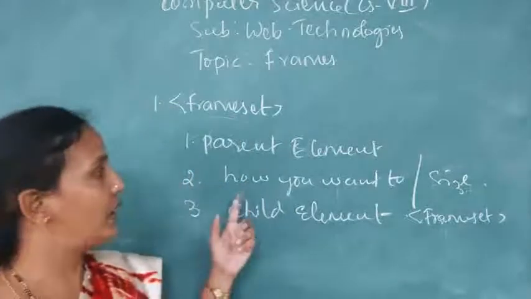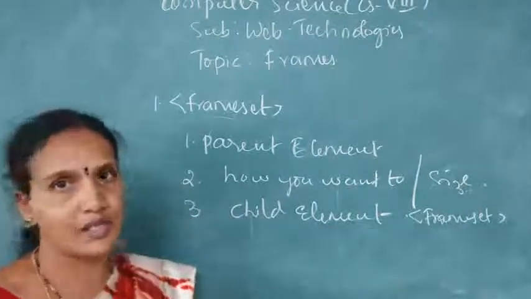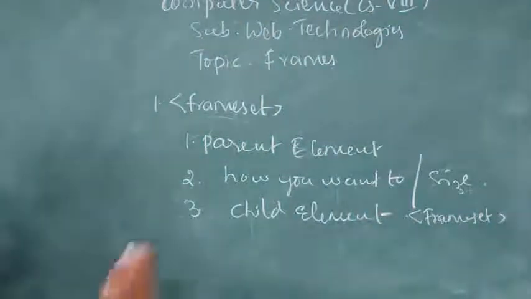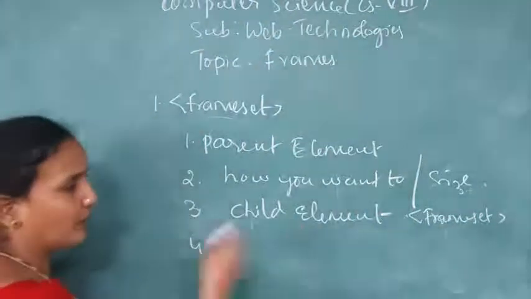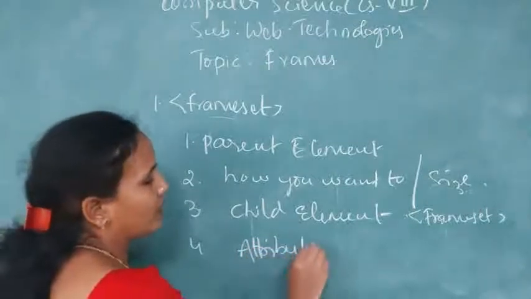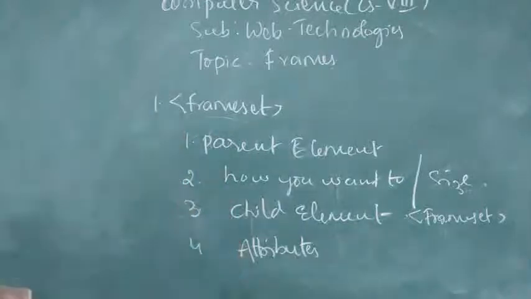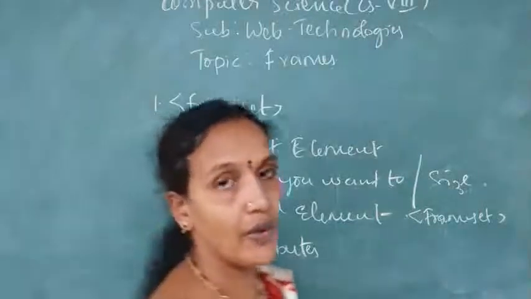That information will be given in a frame, and that frame should be a part of a frameset. Now you can give different information like a frame's border and so on by using different attributes of the frameset tag. So you can include different types of attributes.